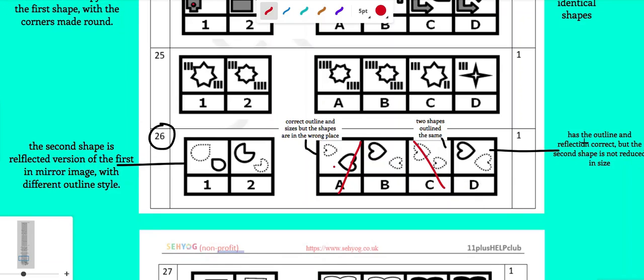D has the outline and the reflection correct, but they are not of different sizes. If you look at figures 1 and 2, these both are of different sizes from each other, and the sizes in D do not differ at all. So therefore, B is our correct answer here as well.